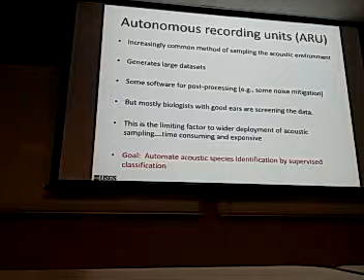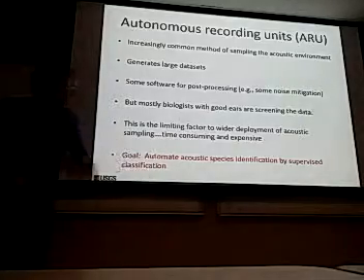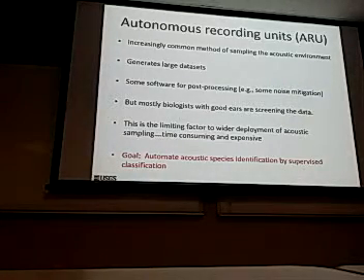This is a technology that scales, but the human component doesn't. So the goal here is to automate acoustic species identification by supervised classification.